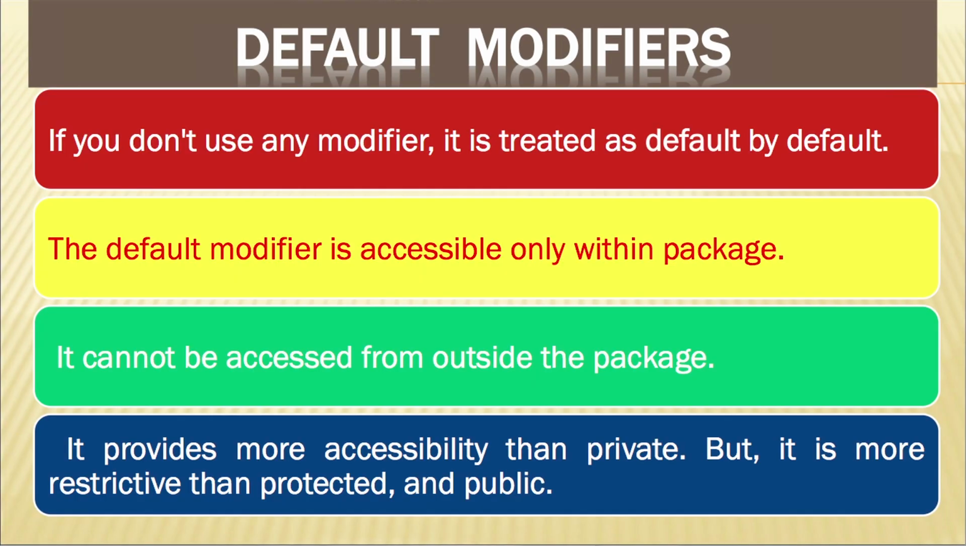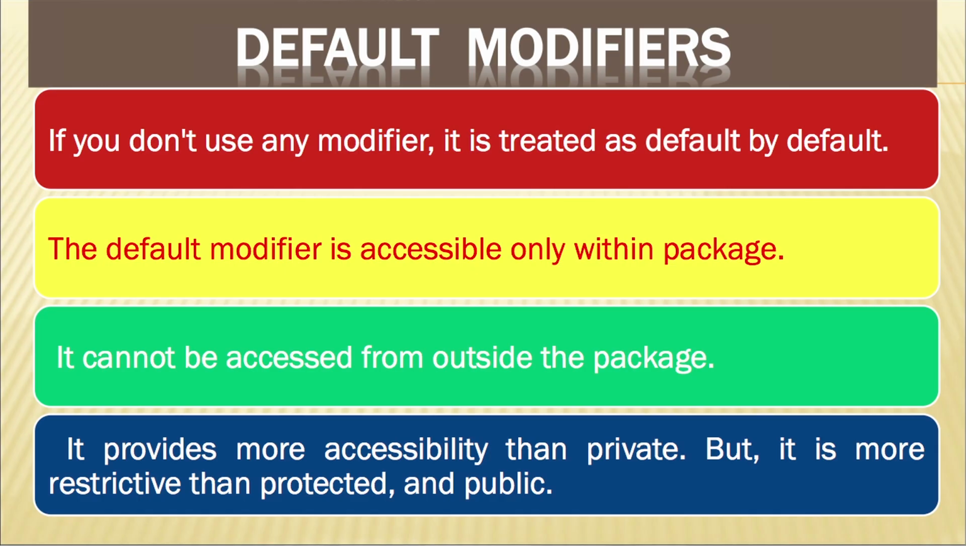Now the second category is the default modifier. So these are the four categories, and private I have explained to you. Now I am coming to the default modifier. These are the four access modifiers.